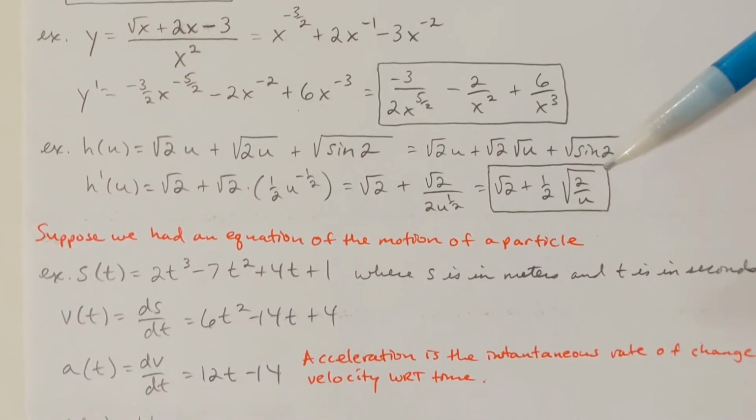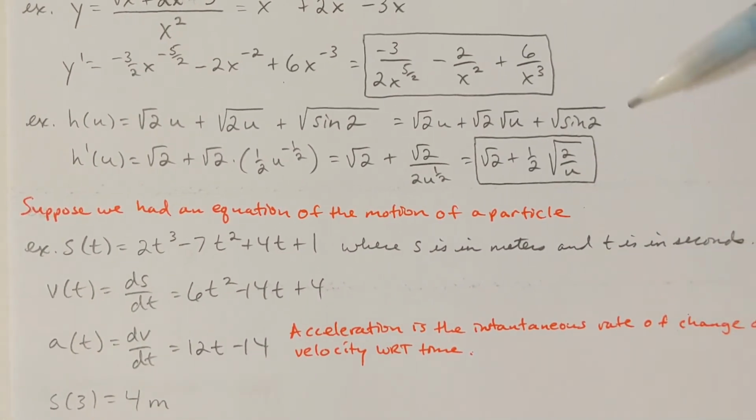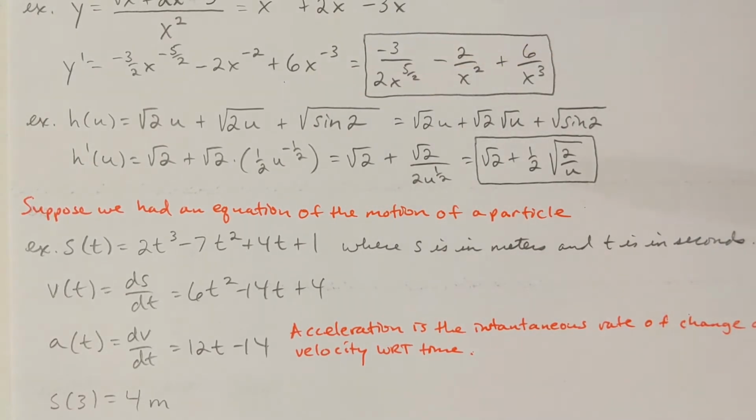Okay, here's another example. H of u is given there. Now, the square root of 2 times u, we can differentiate that with no problem. The square root of 2u, I'd want to split that into 2 radicals. So it'd be the square root of 2 times the square root of u. And then I'll just leave the last term as is.